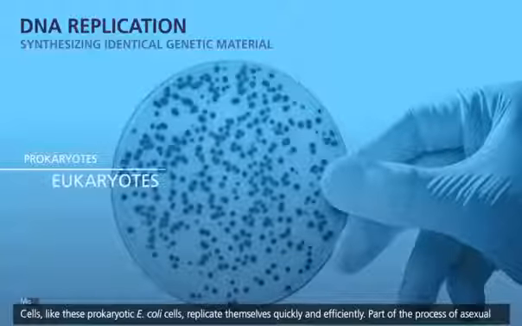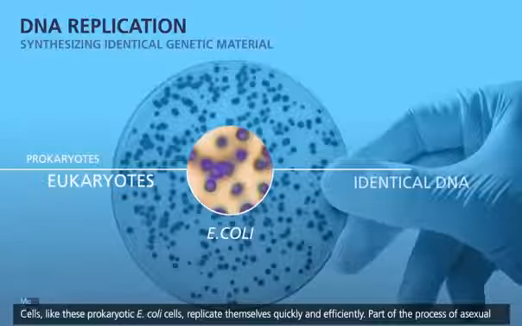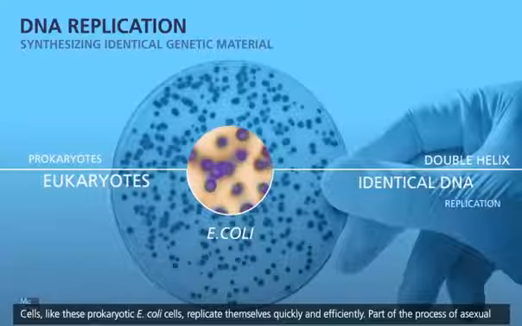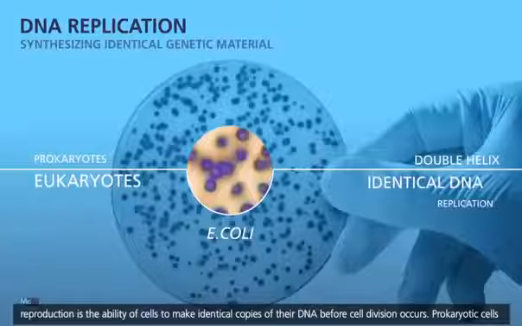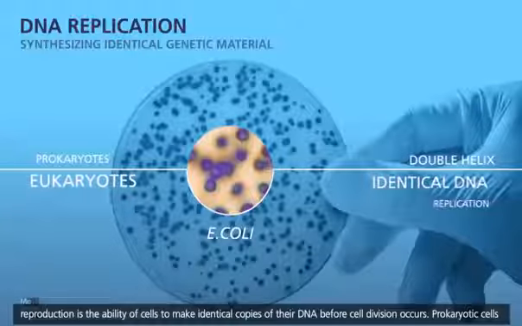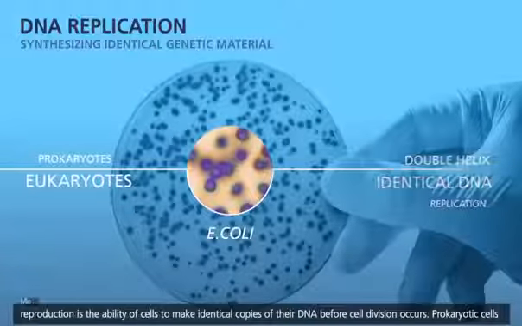Cells, like these prokaryotic E. coli cells, replicate themselves quickly and efficiently. Part of the process of asexual reproduction is the ability of cells to make identical copies of their DNA before cell division occurs.